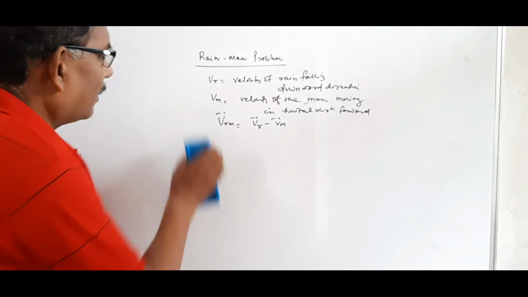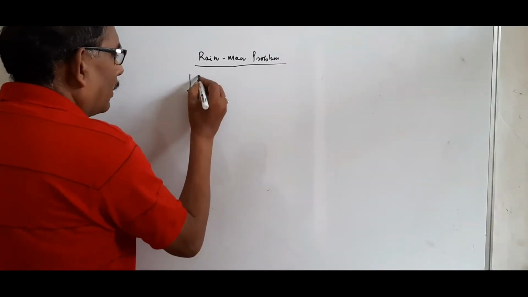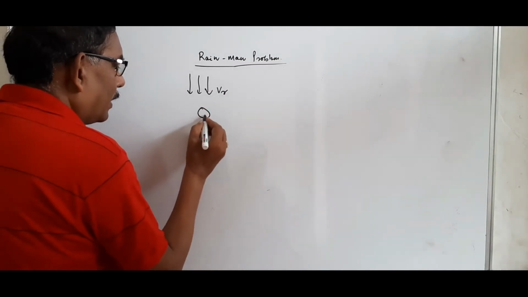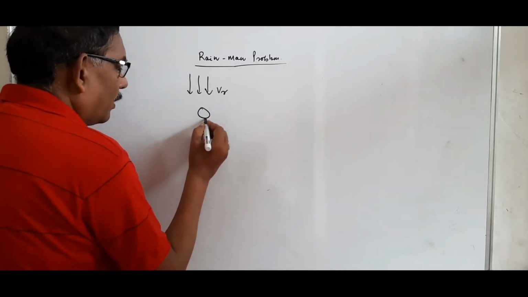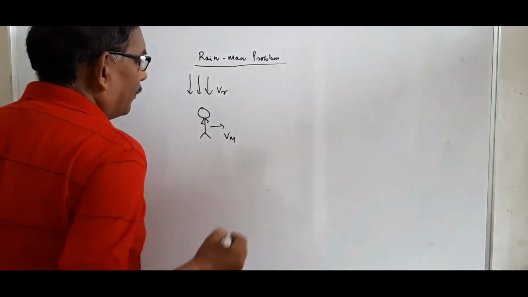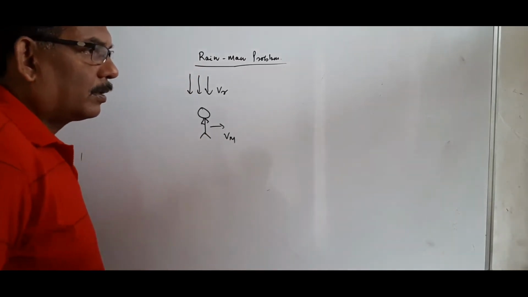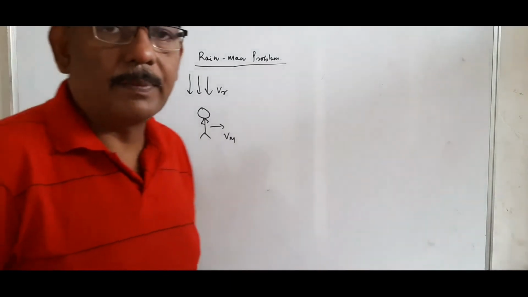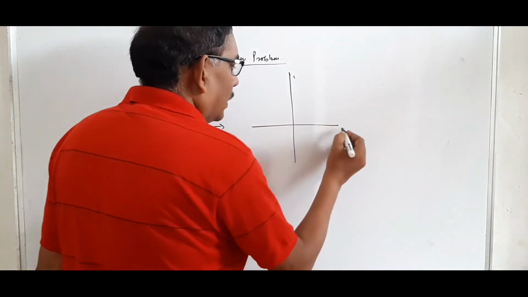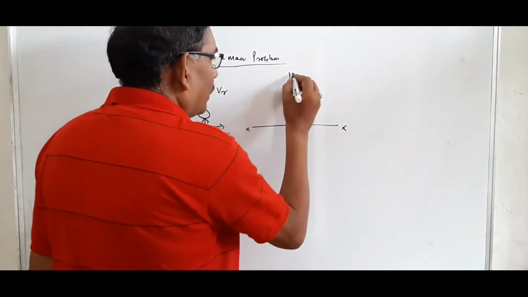So now draw the diagram. The rain is falling in downward direction with the velocity Vr. The man is moving in a forward direction with the velocity Vm. In order to calculate the velocity of rain with respect to man, draw the diagram. It is your x-axis, it is your y-axis.